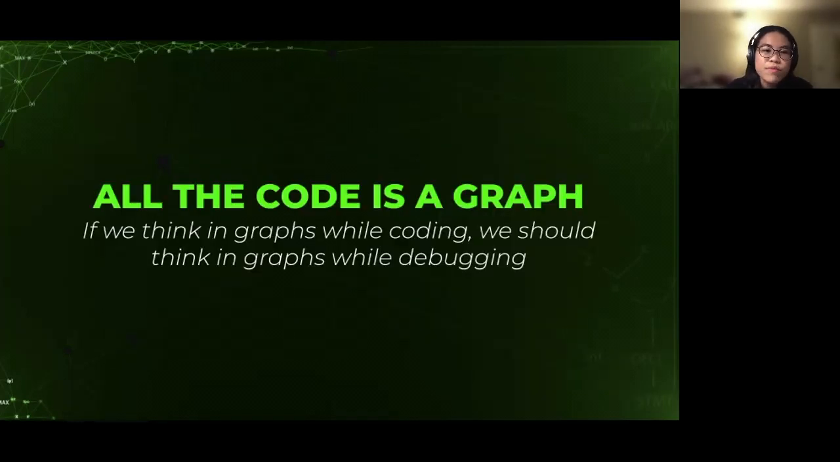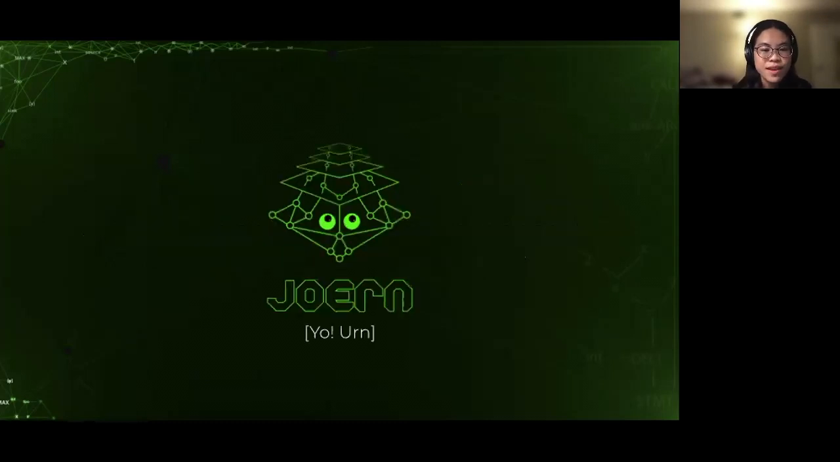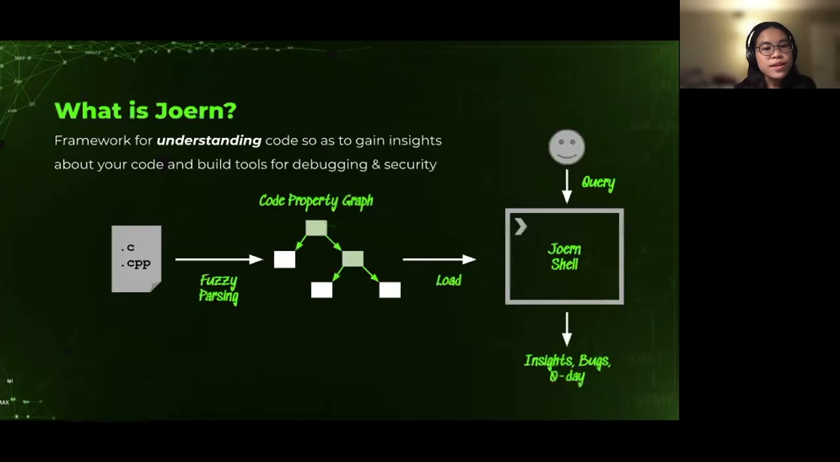So in the end, we can realize that we can represent your program or your application in a graphical format. And by doing so, we gain a really powerful tool that we can use to understand the interrelationships and the properties of the program that we can then use for debugging purposes or for vulnerability hunting purposes. So the tool we're presenting today is called Yearn. Yearn is basically a framework for understanding code to gain insight about your code and to build tools for debugging and for security purposes.